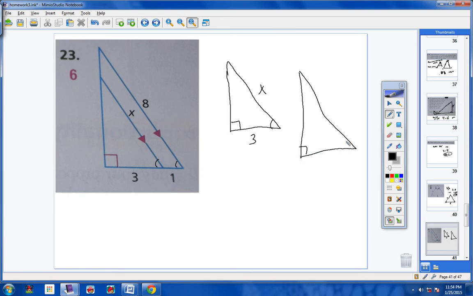This angle here is congruent to this angle here. This whole length here is 8, and this whole length here would be 4. From here to here is 3, from here to here is 1, 3 plus 1 is 4. Now, let's solve for x.